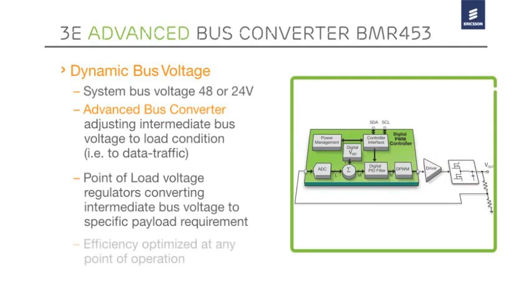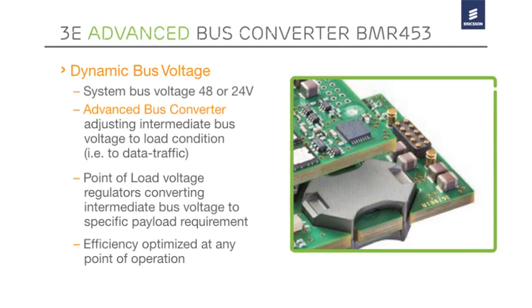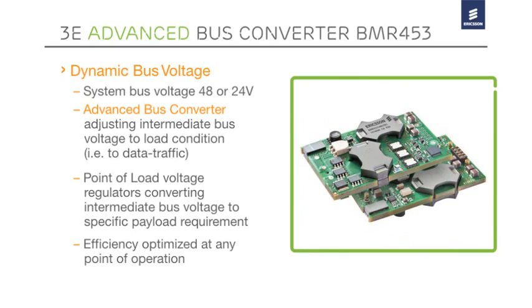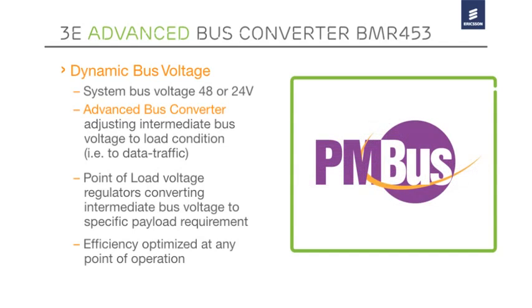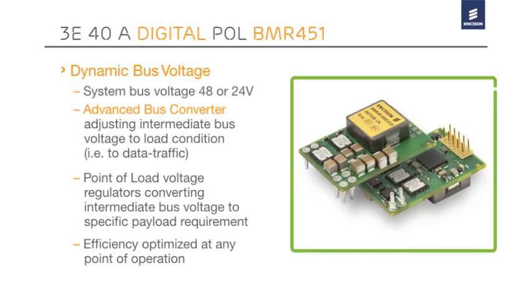This is based on a digital core controller and an embedded communication interface, complying with the Power Management Bus Standard, PM Bus, and was the first advanced bus converter offering the possibility to adjust the intermediate bus voltage to payload condition in real time. In addition to the BMR453, and based on the same concept of using a digital core controller and a PM bus interface, Ericsson added a series of point-of-load voltage regulators, the 20-amp BMR450 and the 40-amp BMR451. These are both able to adjust their performances to the payload condition.